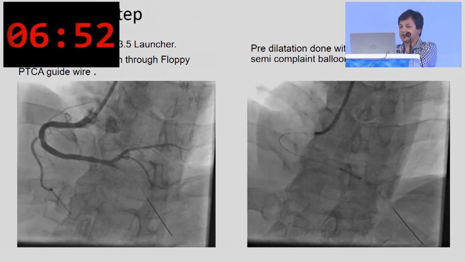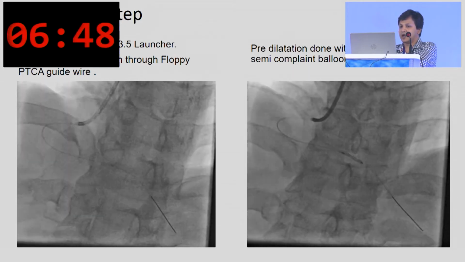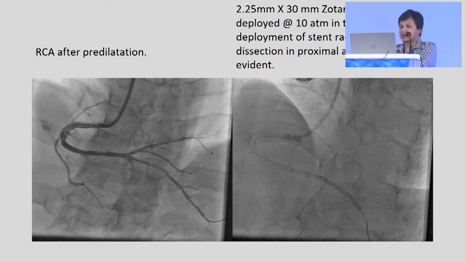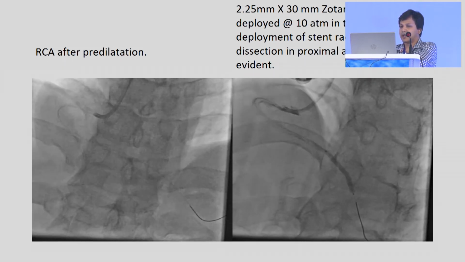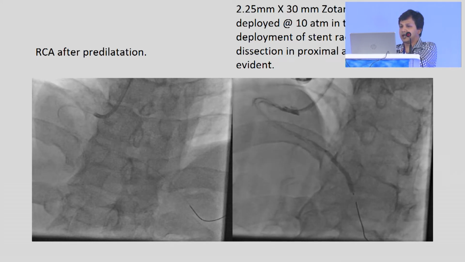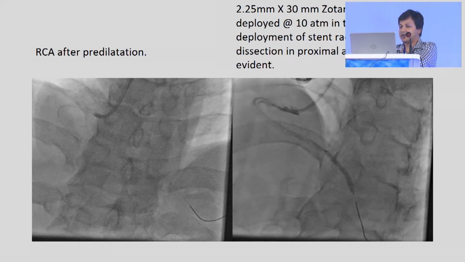Initially a 6F Judkins Right 3.5 catheter was engaged in the RCA, and a Terumo Runthrough floppy PTCA guidewire was placed in the distal part of the PDA. Pre-dilatation was done with a 2 into 12 mm semi-compliant balloon at 8 atmospheres. This is the view of the RCA after pre-dilatation. And a 2.25 into 30 mm sirolimus eluting stent was deployed at 10 atmospheres in the PDA.